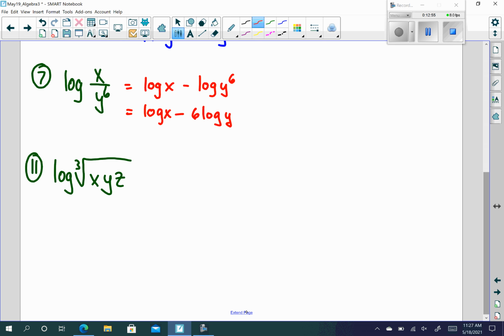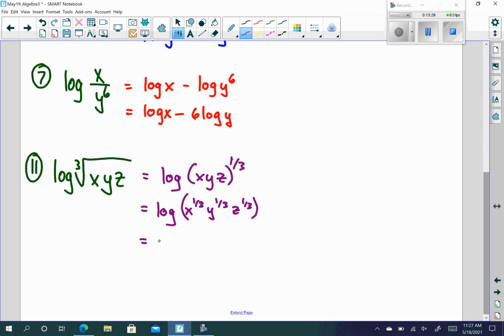Now number 11 we're going to do together. What I'm first going to do with this is rewrite this as log of x, y, z. When we take the cube root of something, it's like raising it to the 1/3. So now what I'm going to do is write this as log, and each of these bases or factors are going to get raised to the 1/3. So it's log of x to the 1/3 times y to the 1/3 times z to the 1/3.